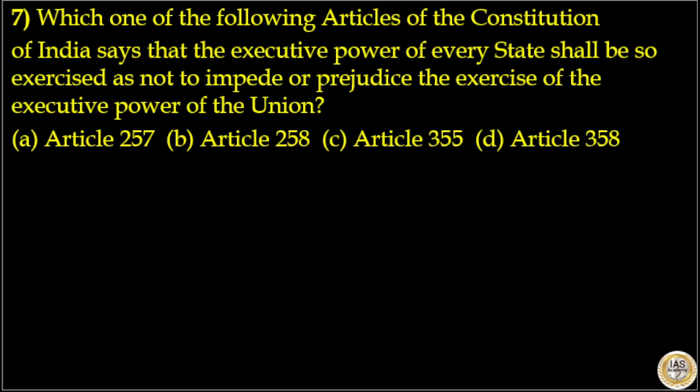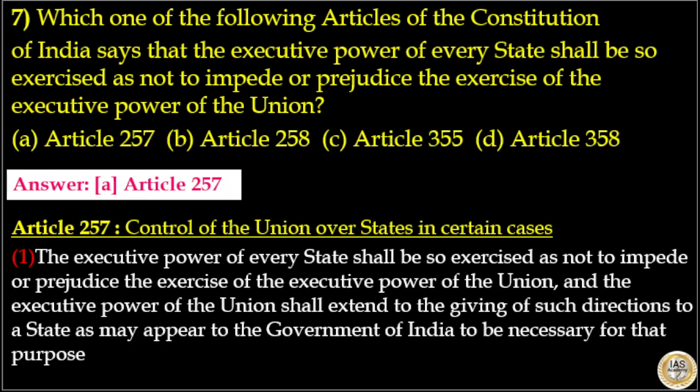Which one of the following articles of the Constitution of India says that the executive power of every state shall be so exercised as not to impede or prejudice the exercise of executive power of the Union? Options are Article 257, Article 258, Article 355 and Article 358. The answer to this question is option A, Article 257.